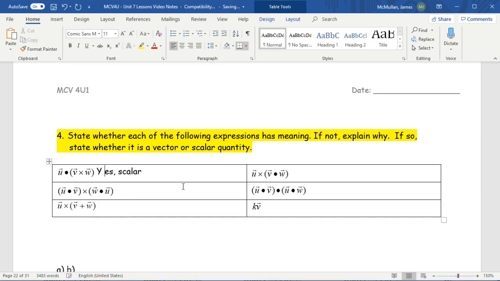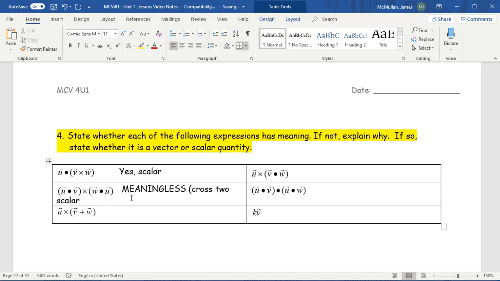Okay, again, this one here is a scalar because you're crossing two vectors and then dotting them with a third vector. This is meaningless. You are trying to cross two scalars. You can't do that. You can't cross product two scalars, right? Think about what's happening here. u dots with v and becomes a scalar. Then you're trying to cross that scalar with another scalar.